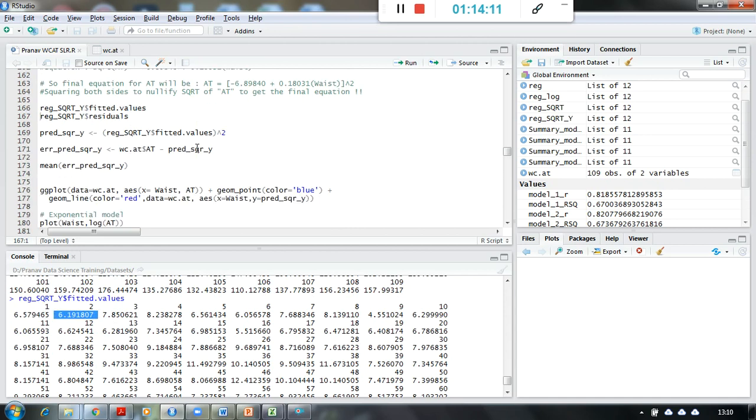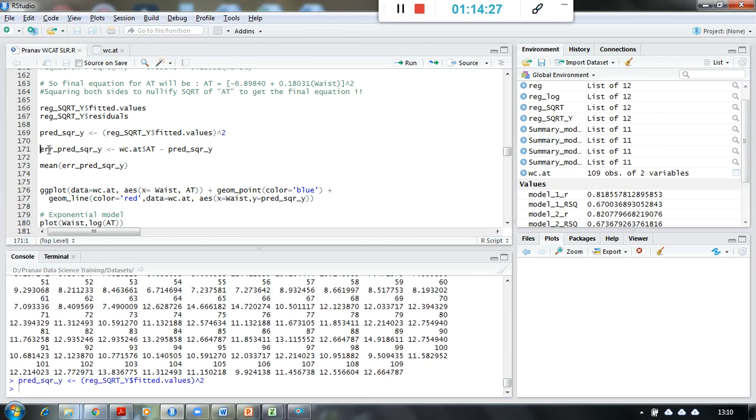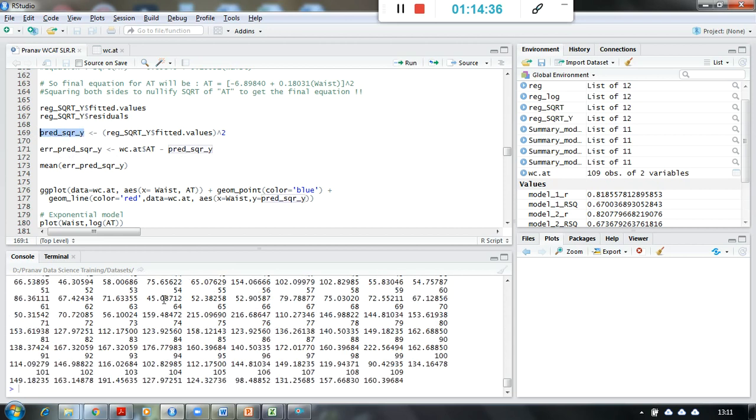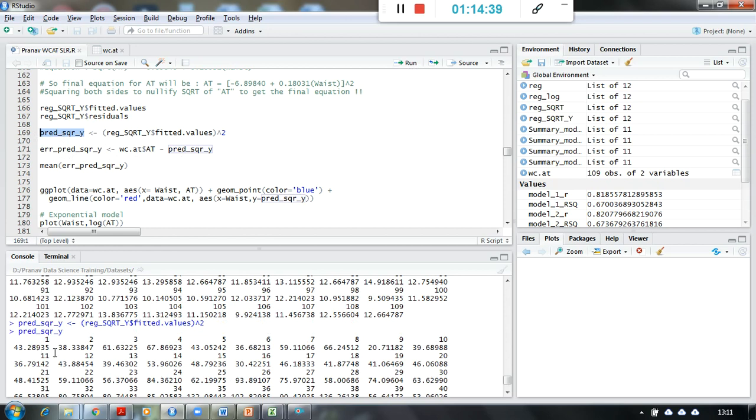So what I have to do is square the fitted values to calculate my errors. Here I am squaring my model dollar fitted values and storing it in a variable, and while calculating the error for this particular model, it is 80 minus y hat, that is these predicted values. If you see now these predicted values, you will get 43.28, 38.33, 61.63.